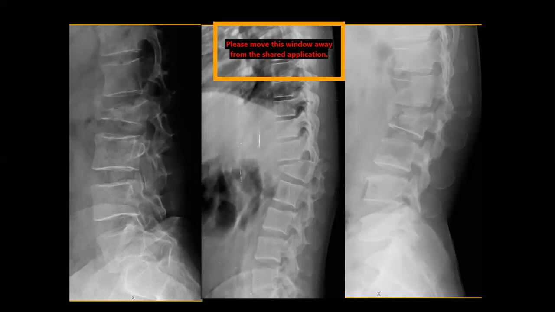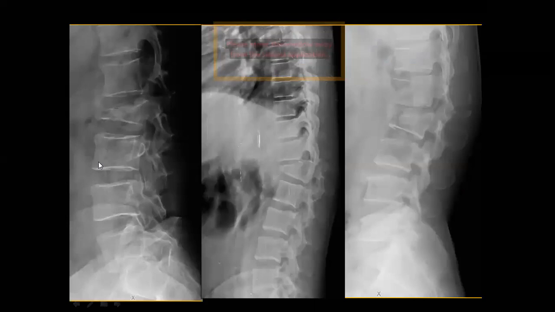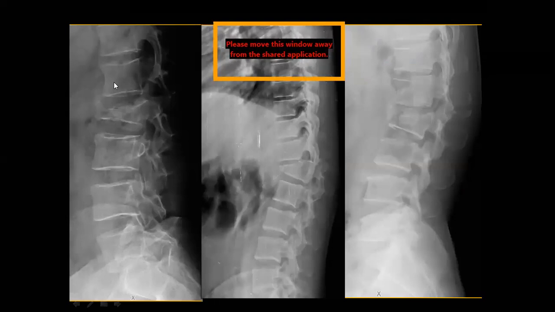Second thing, if there is a kyphosis of more than 20 degrees, all these values are in comparison to the adjacent normal vertebra. So compared to this vertebra, the compression is more than 50%. Compared to this vertebra, there is a kyphosis angle of more than 20 degrees. That means it can be an unstable fracture. Subject the patient to MRI scan and CT scan, even if the neurology is normal.